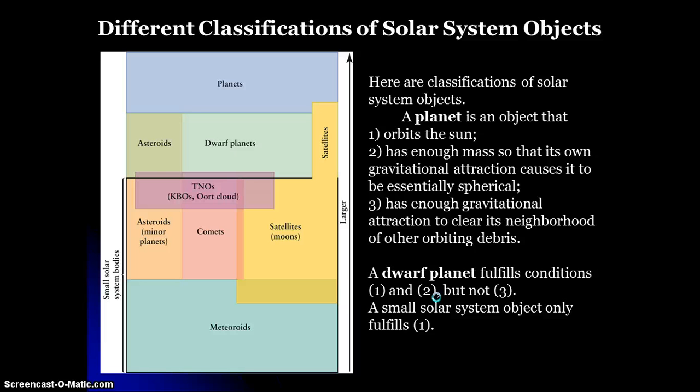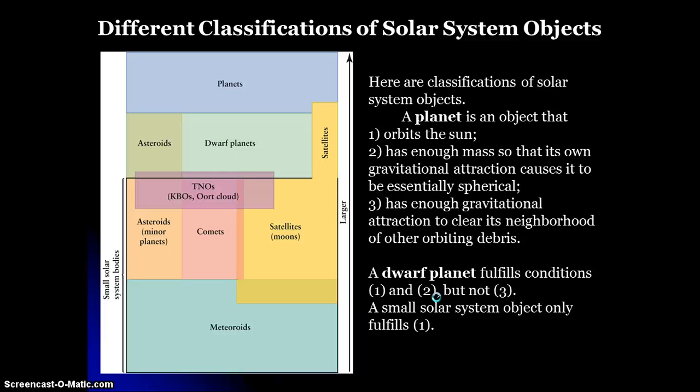A planet is an object that orbits the Sun. It has enough mass so that it's essentially spherical. And you notice in some of the pictures of the asteroids, they were not spherical. We'll talk a little bit more about that in class, but it has to be spherical. And the third thing, which is the thing that tripped up Pluto, is it must have enough gravitational attraction to clear its neighborhood of other orbiting debris.